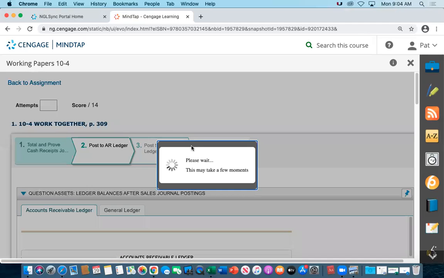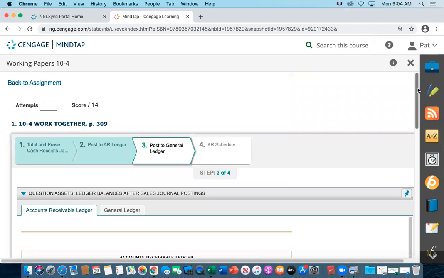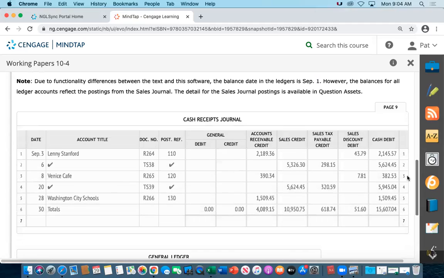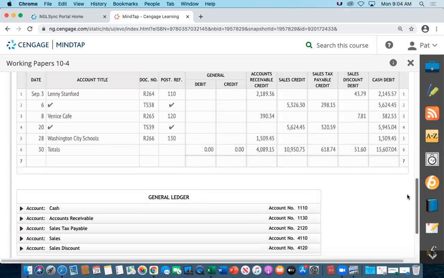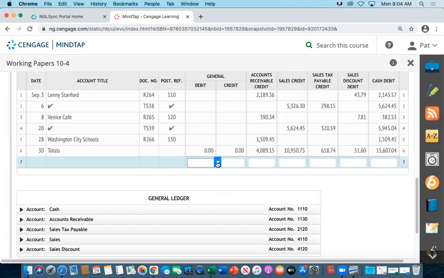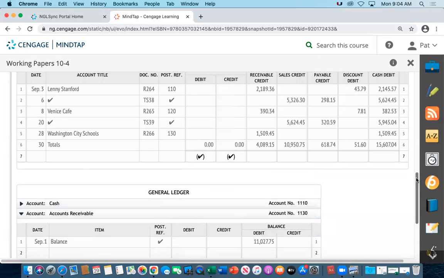All right. Now we post to the general ledger. What we're doing is we don't have to post here. I don't even know if we have to put check marks, but we are. I'm going to try it. If I screw you up, I screw you up. Okay. Accounts receivable. On the 30th of this month, we have to post our accounts receivable credit.